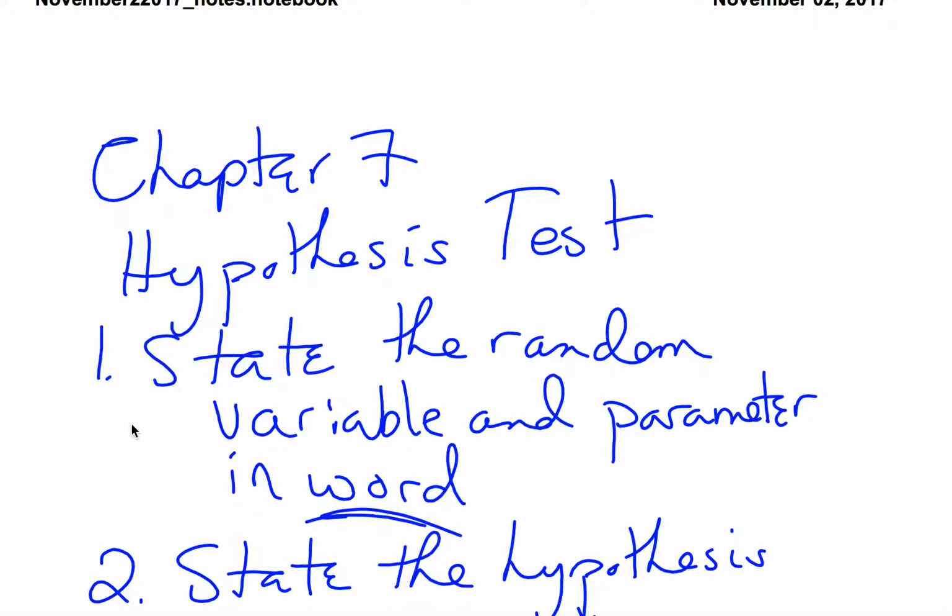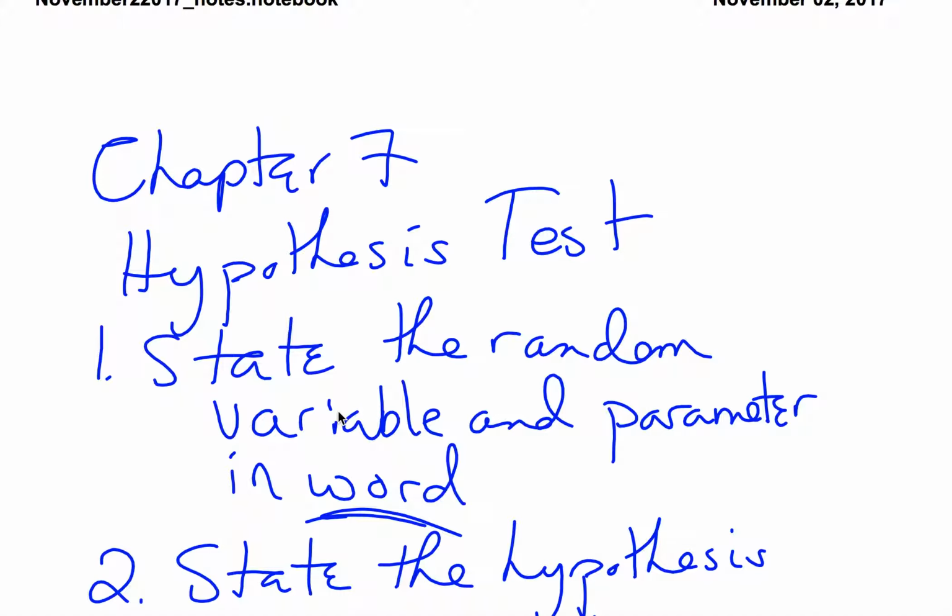Parameter is the number you calculate from your population. Granted, we don't have the population, so you can't calculate it, but if you could, this is what the parameter would be. You do state both of these in words. You don't know what the random values of the random variable are until you actually collect the data, and this is all done before you've collected the data. So you actually can state what you want to measure well before you've collected anything.